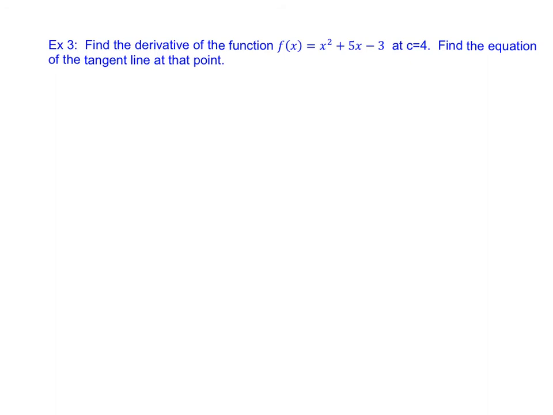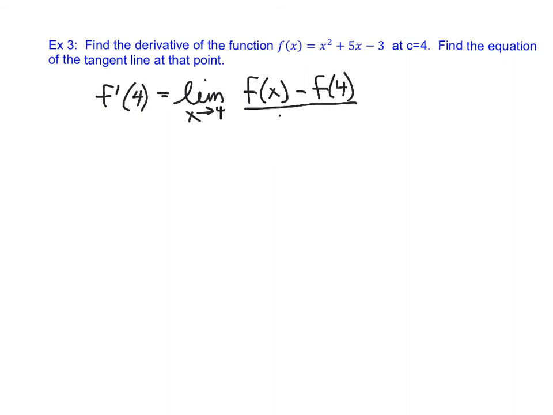For our last example, we'd like to find the derivative of the function f of x equals x squared plus 5x minus 3 at the point c equals 4. So we would like f prime of 4, that's going to be the limit as x approaches 4 of f of x minus f of 4 over x minus 4. Now take a minute and substitute the necessary substitutions into this formula and come back and see if your work matches mine.